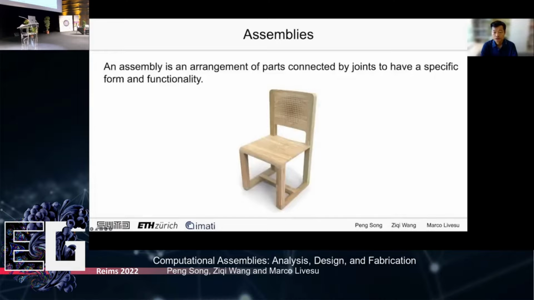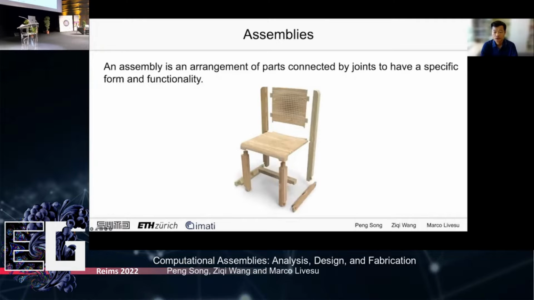Assemblies are ubiquitous in our daily life, such as a chair shown here. An assembly has a specific form and functionality. For example, the functionality of the chair is that people can sit on it. To this end, the chair has to be structurally stable under external forces. An assembly is composed of multiple parts that are connected by joints. In this chair example, each part has an elongated or planar shape. And the parts are connected by joints integrated on the parts, aiming to make the chair stable.